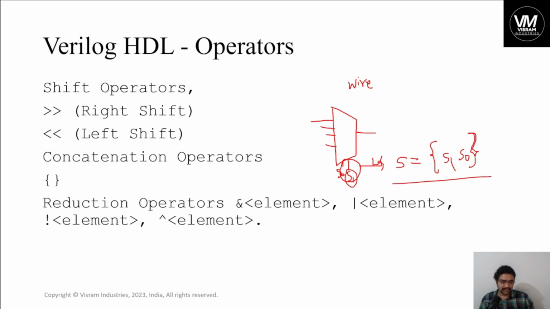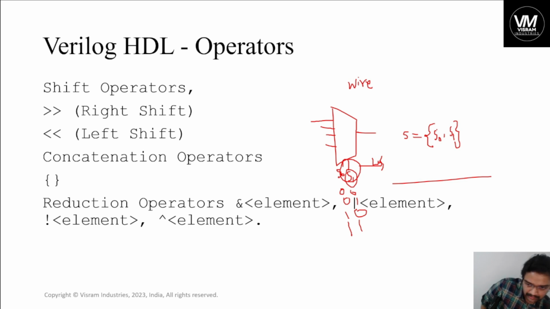You have used concatenation to add these bits. For example, 0 0 0 1 1 0 and 1 1 are the values of S0 and S1. Now S is equal to S0 comma S1. This is how you concatenate two bits, two elements, just adding them. Concatenation is nothing but adding them.